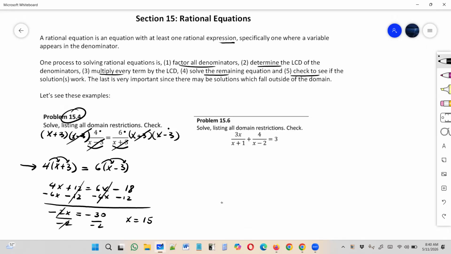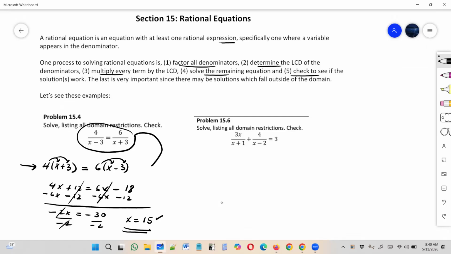Negative divided by negative is positive. 30 divided by 2 is 15. This is it. Now, this is step 4. I've solved the equation. Notice we don't really solve the original equation. This is the original equation. We solve this equation right here, which is the exact same equation, but written in a much friendlier way.